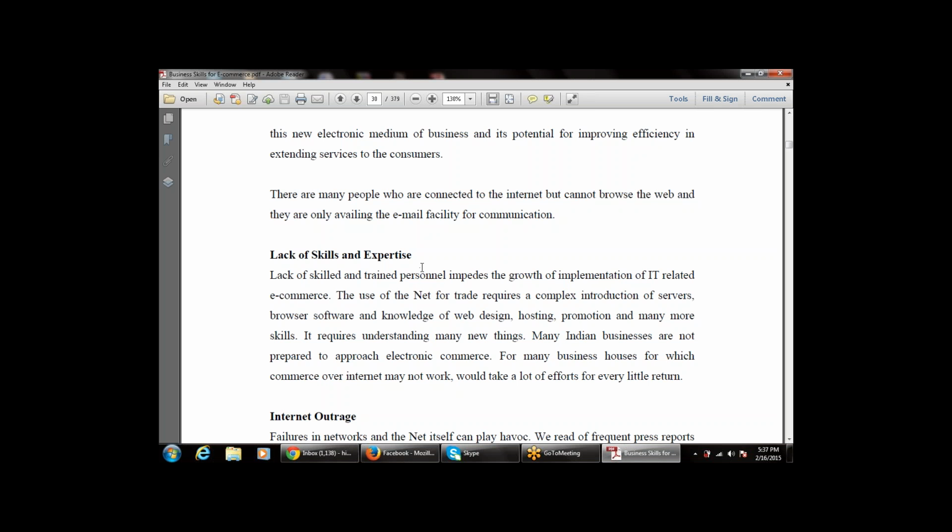For many business houses for which commerce over the internet may not work, it would take a lot of effort for every little return.